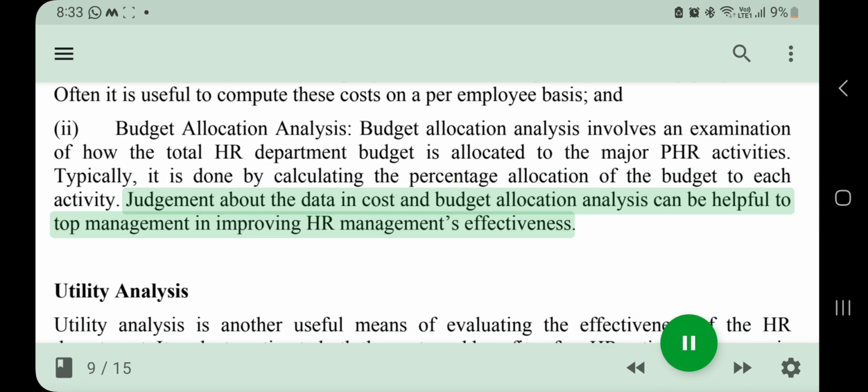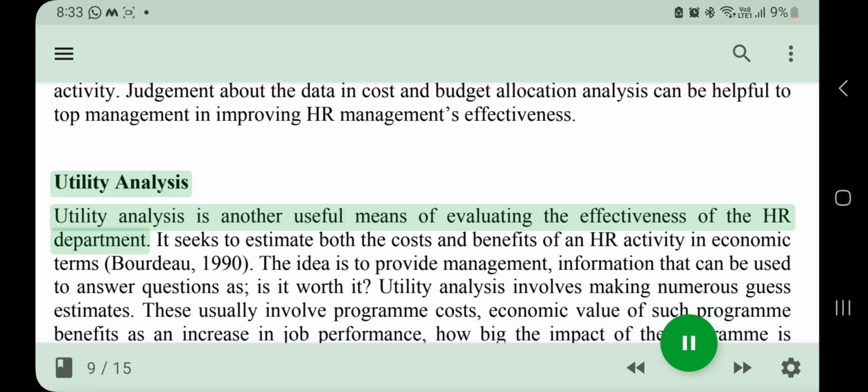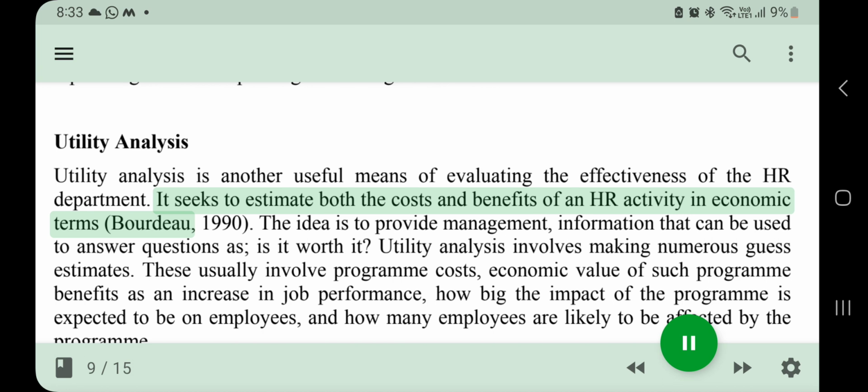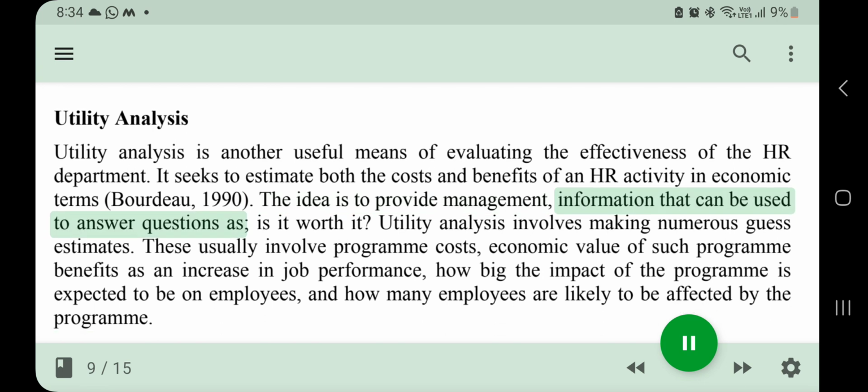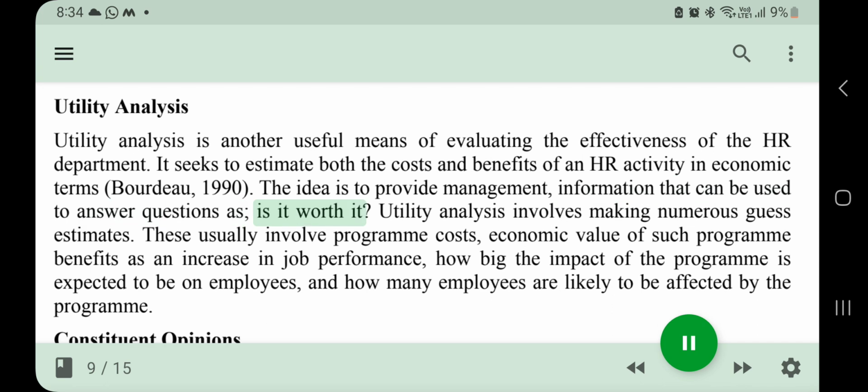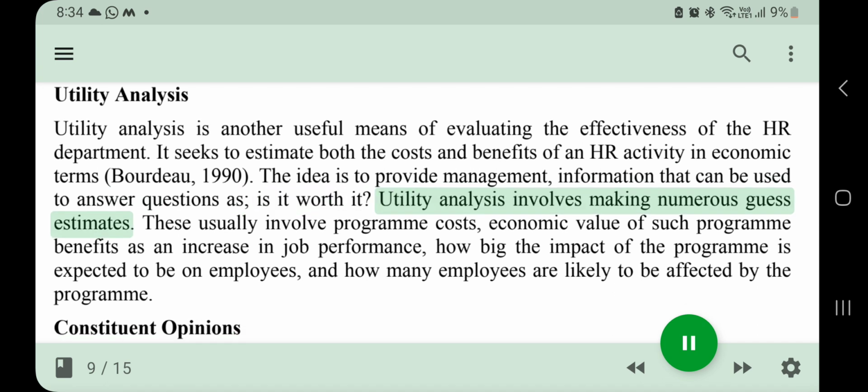Judgment about the data in cost and budget allocation analysis can be helpful to top management in improving HR management's effectiveness. Utility analysis. Utility analysis is another useful means of evaluating the effectiveness of the HR department. It seeks to estimate both the costs and benefits of an HR activity in economic terms (Bodo, 1990). The idea is to provide management information that can be used to answer questions such as: is it worth it? Utility analysis involves making numerous guess estimates.